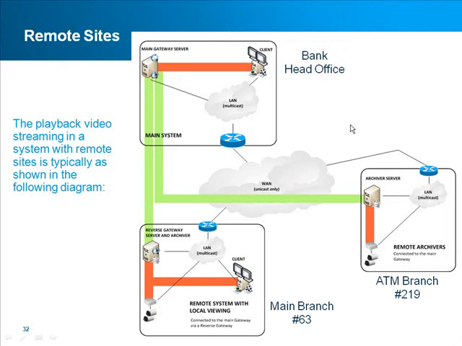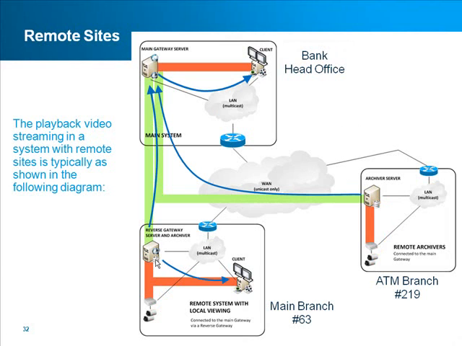So looking at our playback diagram, the video goes straight from our archiver servers at the branches to the main system gateway at the bank or head office, and then is redirected to the clients from here. We also have the redirection happening, or the video stream going locally to the client from the archiver over the multicast network.